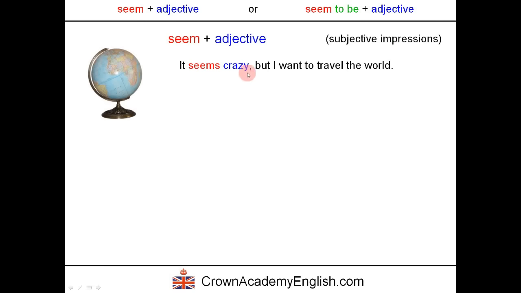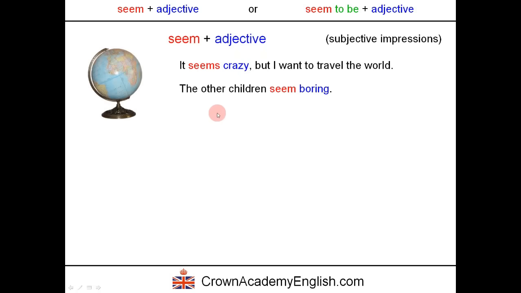Example: it seems crazy, but I want to travel the world. So it seems crazy. It is referring to the situation or the idea, the project of traveling the world. So the situation seems crazy. Crazy, it's subjective, isn't it? It depends on your opinion of what is crazy. Okay, it's relative. For me, it could be crazy. For you, it could be normal. So since it is subjective, we use this form, seem followed by the adjective.